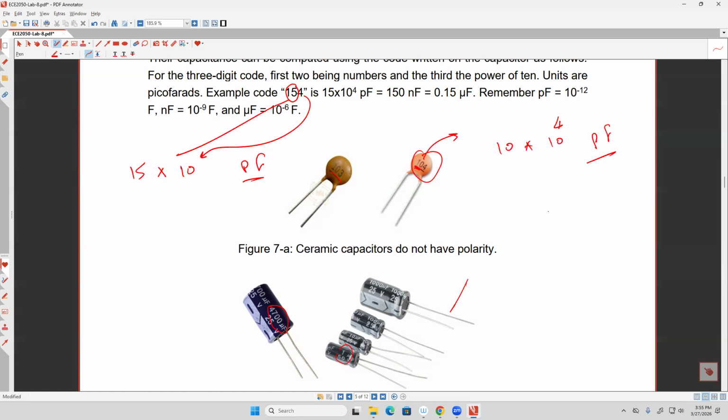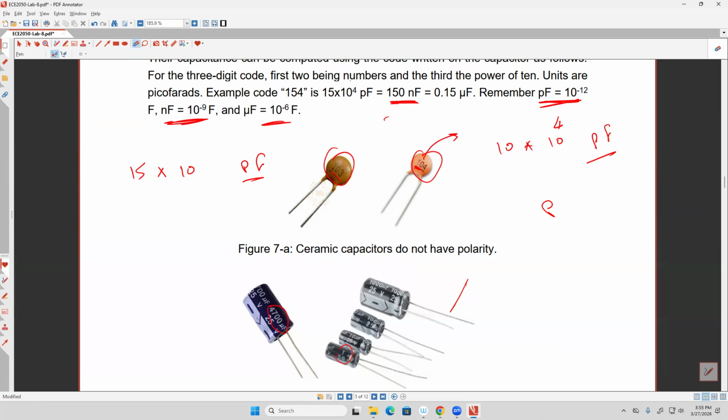Remember, pico is 10 to the negative 12. Nano, 10 to the negative 9. Micro, 10 to the power of negative 6. So this one here should be 10 to the power of 3 picofarad, right? Anyway, and also look here. For example, this one was 154, so it should be 15 times 10 to the power of 4 picofarad. I can write it this way, right?